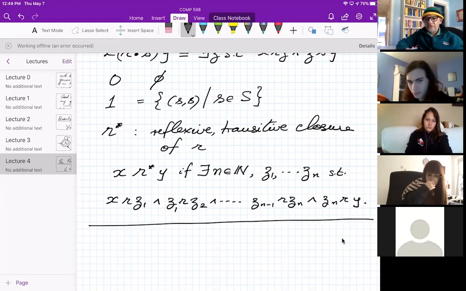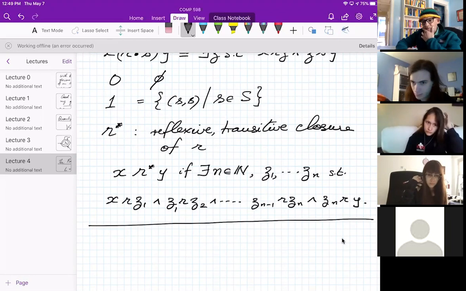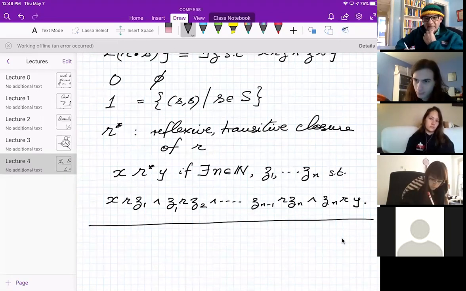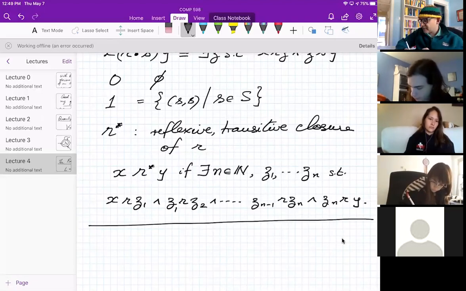Now I want to show you two more examples in a minute, but first I just want to state a theorem that I'm not going to prove, but it is actually very easy. So supposing we have an equation.